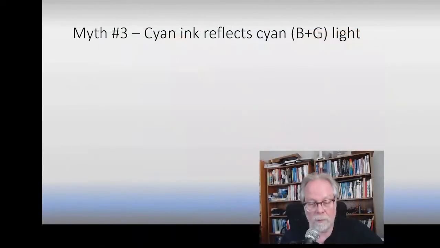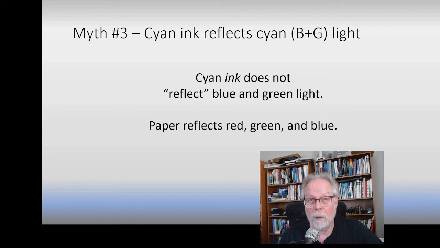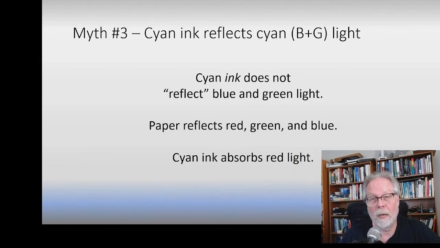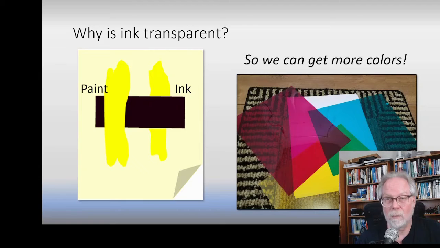So returning to the myth, cyan ink reflects cyan light? No. It's the paper that does the reflecting. Cyan ink does not reflect green and blue. Paper reflects red, green, and blue, and the role of the cyan is to absorb the red. With that as background, it makes it easy for us to say why it is that ink has to be transparent, so we can get more colors.